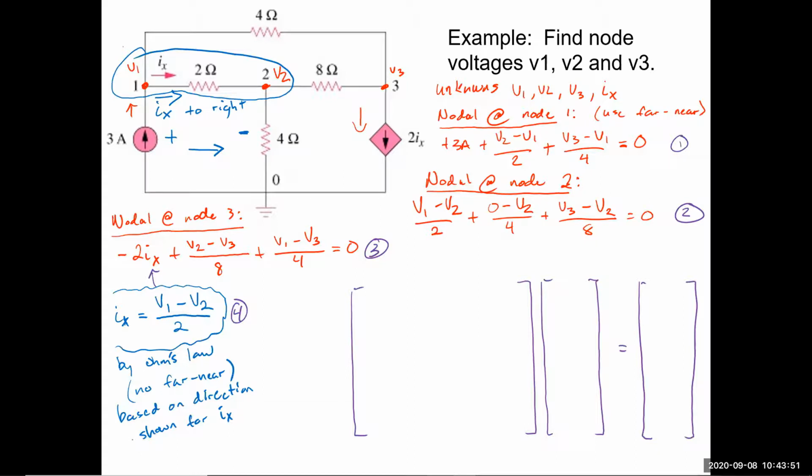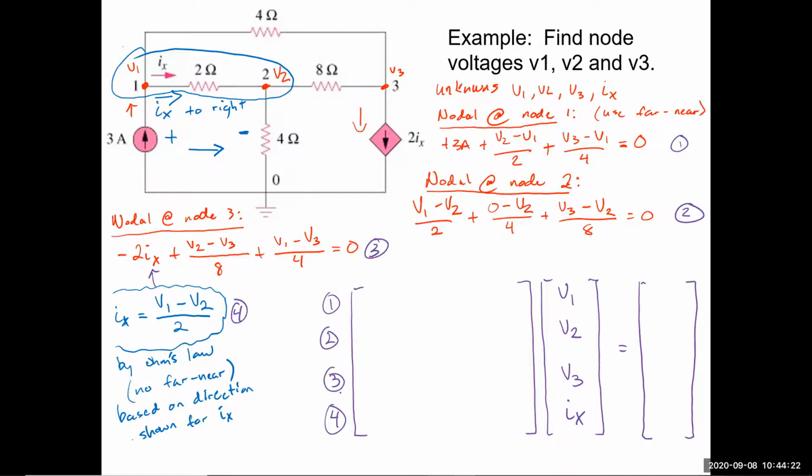Where I'm going to let the variables be V1, the unknowns be all the unknowns that we identified, V1, V2, V3, and Ix. All the variables in your unknowns vector do not have to be the same type. Some of them could be voltages, some of them can be currents. So now we're going to write equation 1, equation 2, equation 3, and equation 4 here.